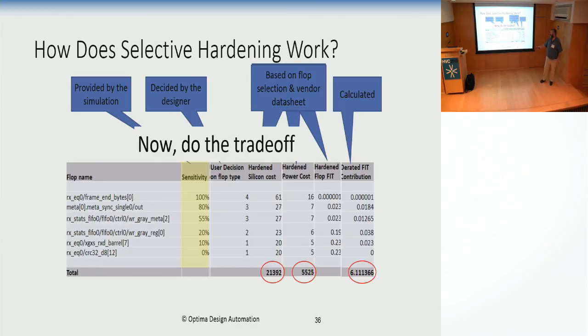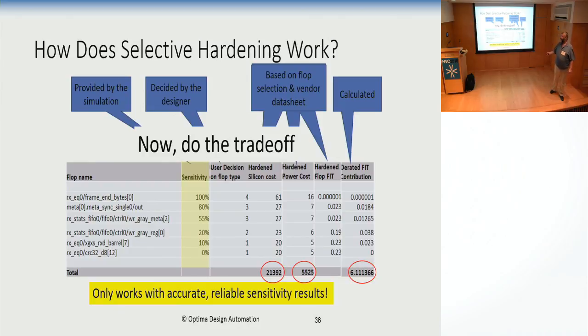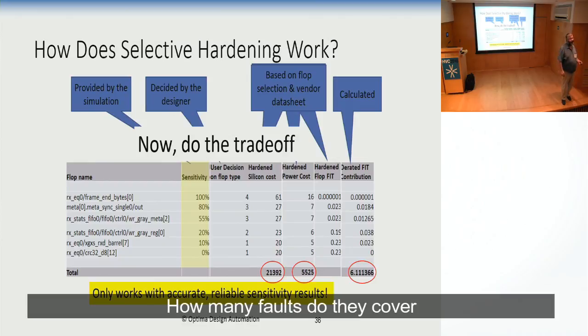I have the cost in area, the cost in power, and the fit. And I can play around with them by changing the flop type decision until I have the perfect balance between safety, power, and area. And all this depends on sensitivity results. So what we have seen is that for soft errors, what you really need is sensitivity. Similarly, for hard errors, what you really need is to know the coverage. How many tests do they cover?